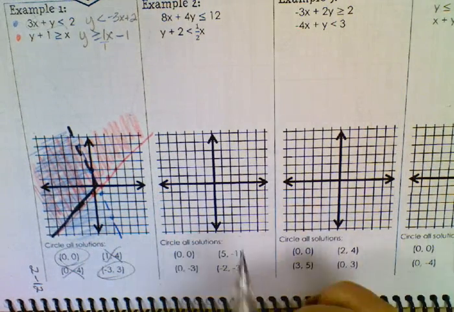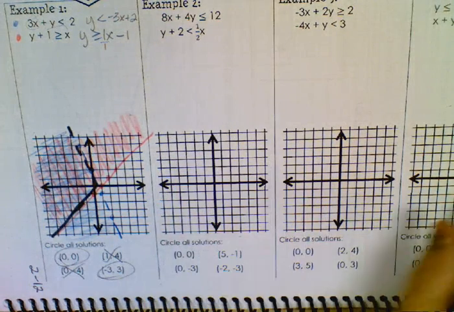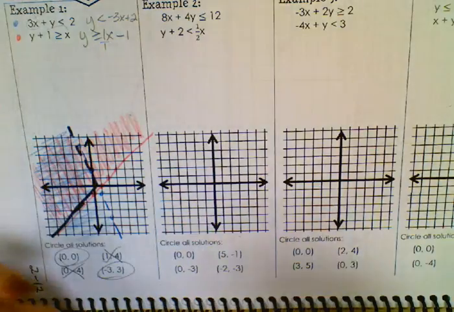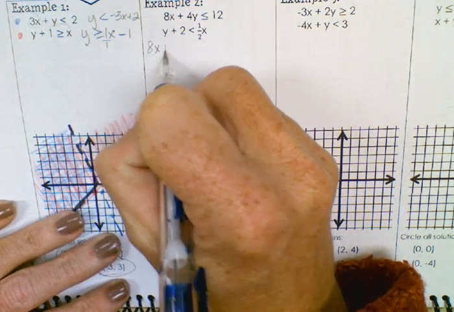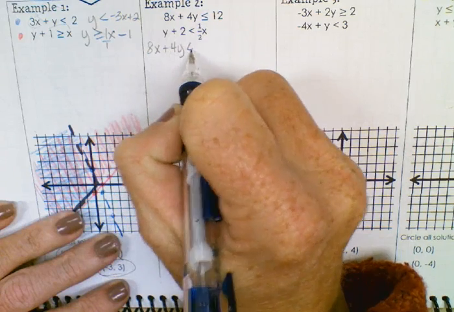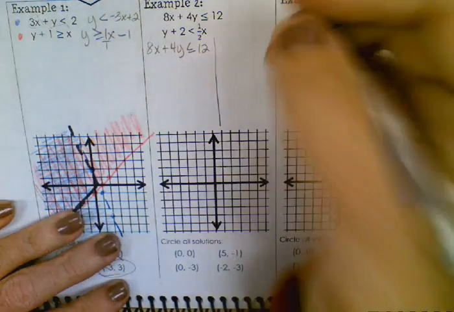I will tell you that normally with inequalities, it is much easier to have them in slope-intercept form than it is to have them in standard form, so I would recommend changing them before you do anything. So let's kind of lay both of these out and get them into a more useful mode.